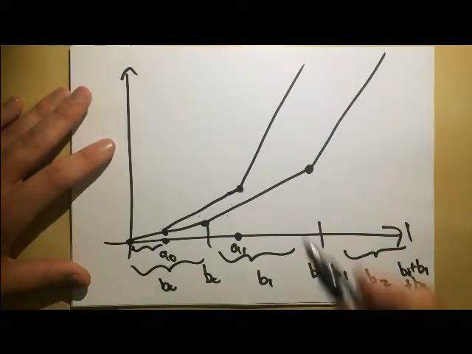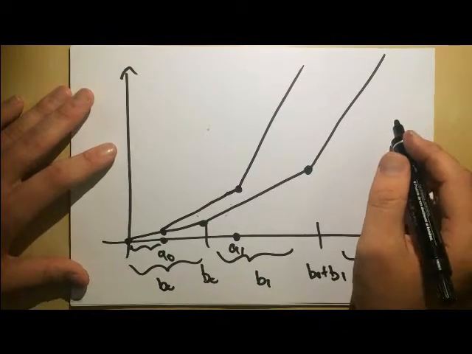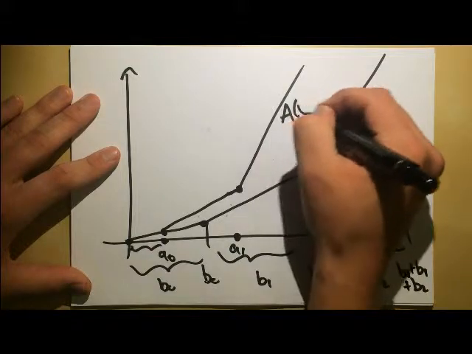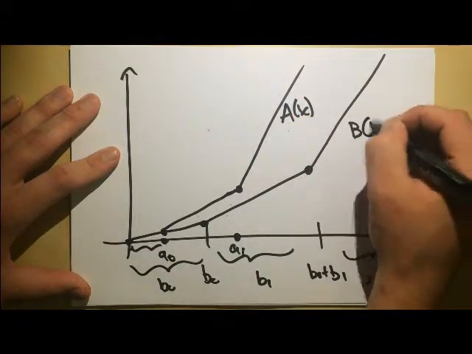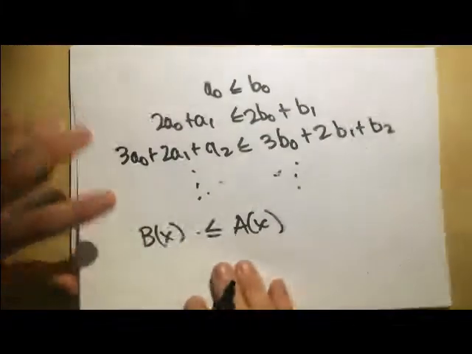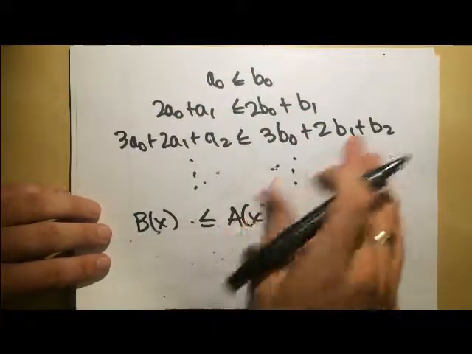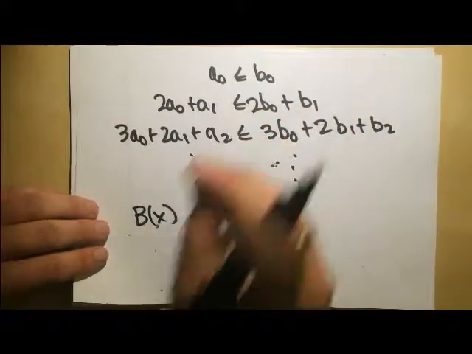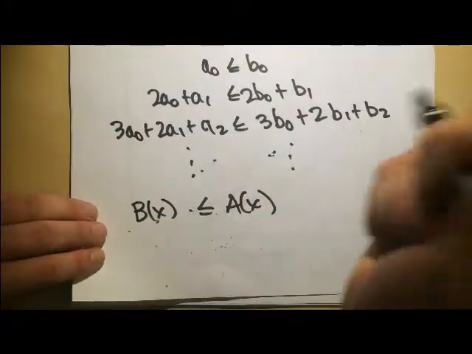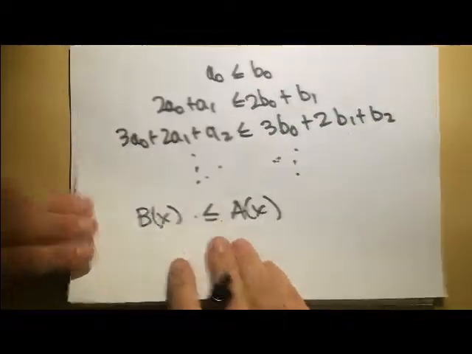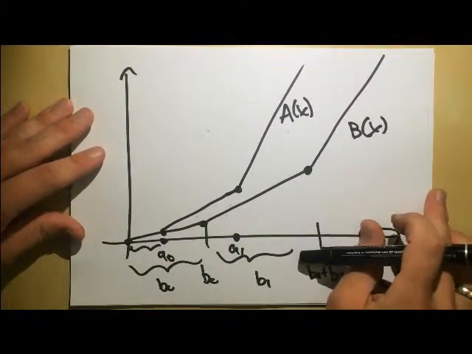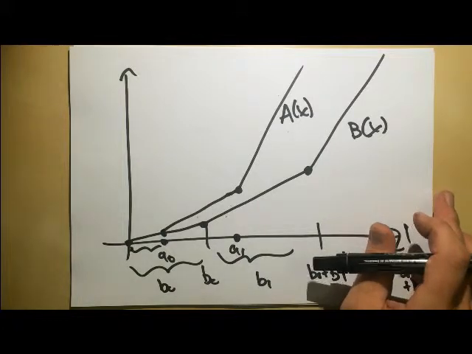So what this is showing is that a of x is going to be above b of x. So when you have the inequalities like so, the a's are going to be appearing sooner, which is going to make the slopes go up. Okay, that's the idea. So that's how to think about these things.